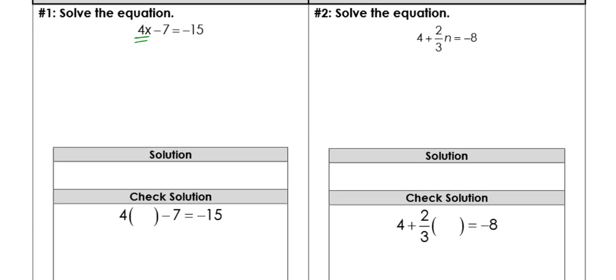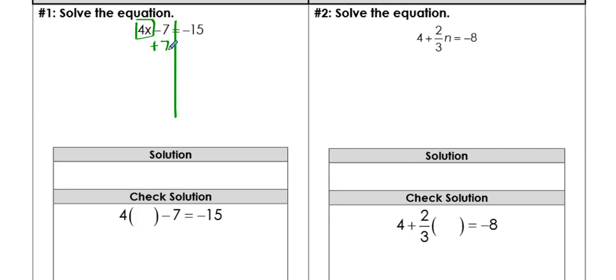Remember, the goal is to get the x by itself. So we want to cancel out anything that's happening to the x on this side right now. So I'm going to put that 4x in a box, and then I'm going to cancel the thing that's on the outside of that box, this minus 7. Right now it's subtracting 7.